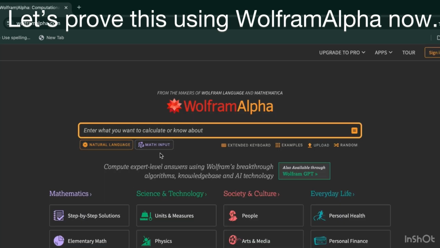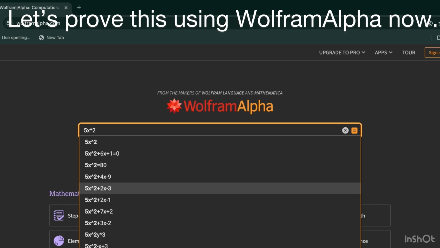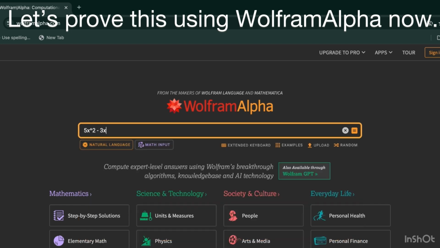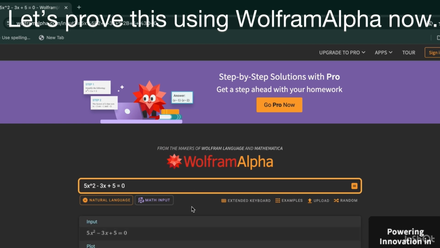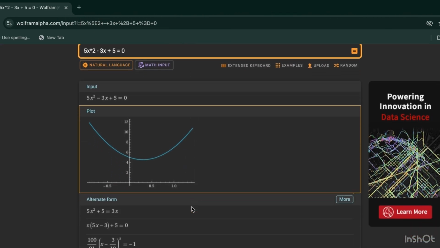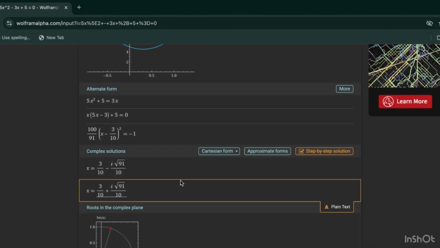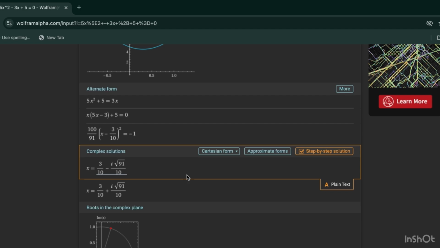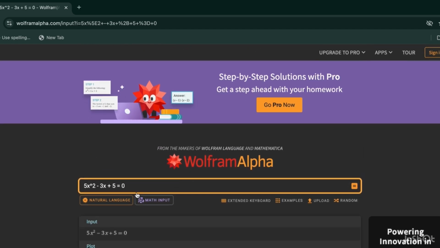Now, we'll prove this result using Wolfram Alpha. So I'll type in our quadratic. 5x squared minus 3x plus 5 is equal to 0. And that plot does not touch the y equals 0 line. And we have two complex solutions, the same ones that were mentioned. And now I'll multiply x by the whole thing, like we had a few steps later.